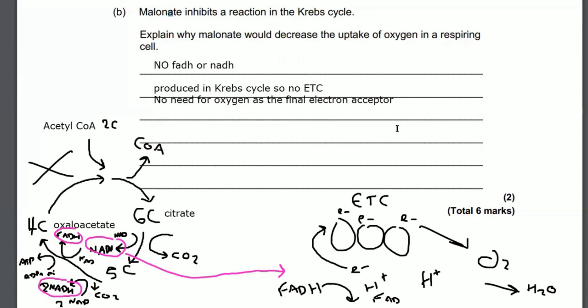However, I think if you say no FADH or no NADH, it will be on the mark scheme, or less FADH or less NADH produced, which means less electrons for the electron transport chain in oxidative phosphorylation, which means we don't need oxygen as the final electron acceptor, which means the uptake of oxygen is decreased, and that will get you your marks. Excuse my crusty GCSE D grade drawings. Let's move on to the next question.